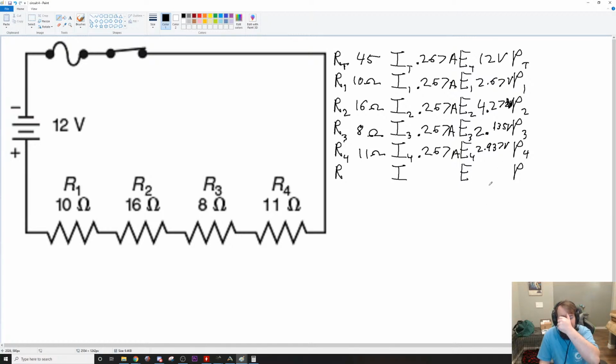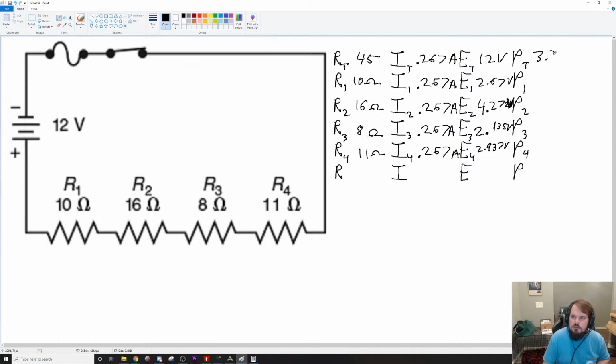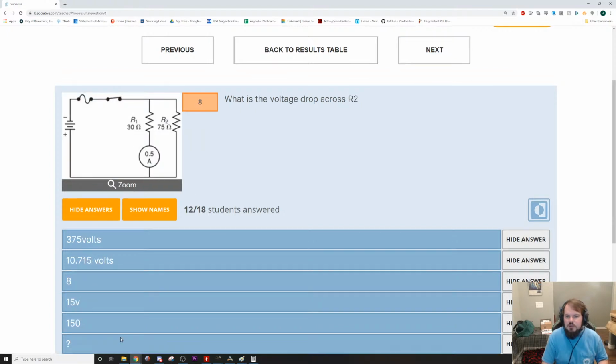All right, and then rinse and repeat, do it all again. 0.267 times 12, 3.204. And in the interest of time, I'm not going to do all of these. We're just going to move on, because all we cared about was total power.